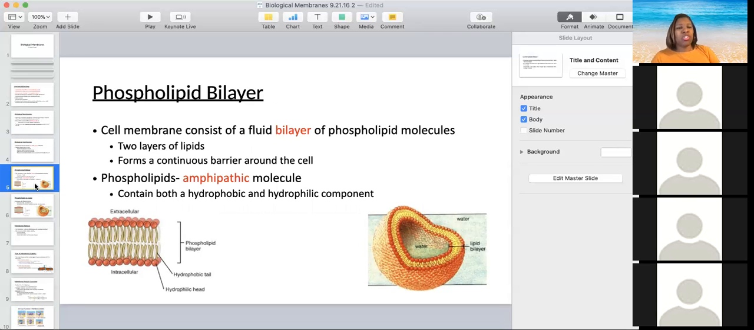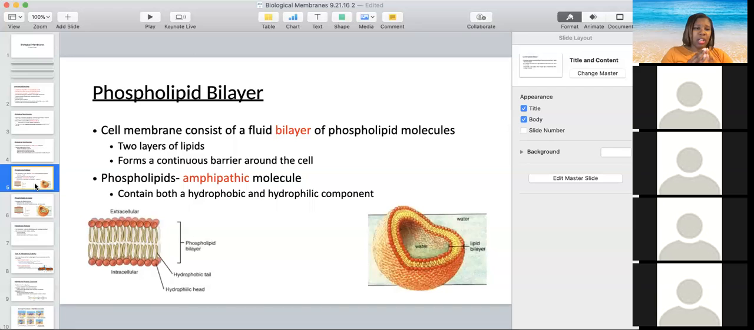So I said the two major components of the plasma membrane are lipids and proteins. There's a special type of lipid that makes up this structure. It's the phospholipid. So we collectively refer to the structure of the membrane as a phospholipid bilayer. Write that down.